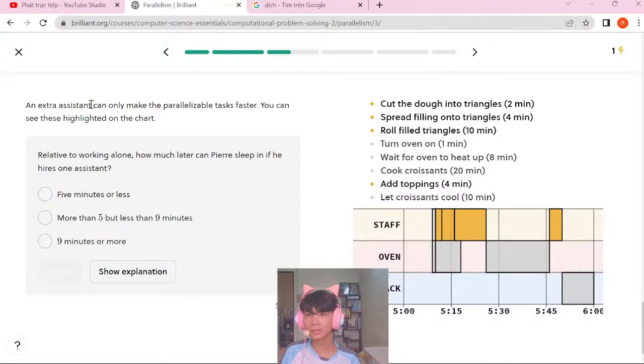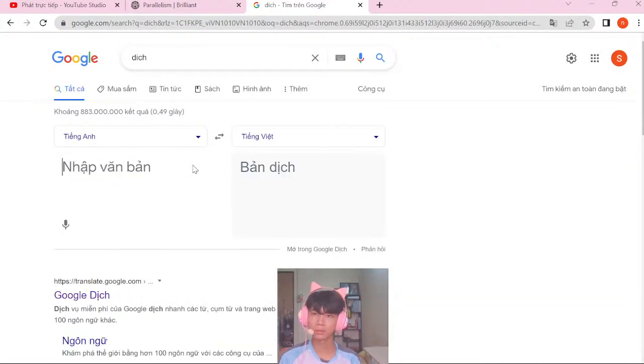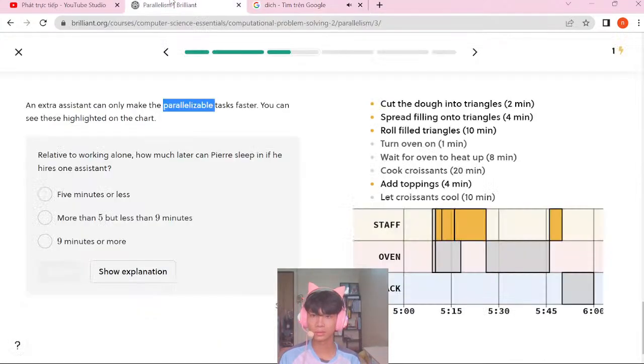An extra assistant can only make the parallelizable tasks faster. You can see these highlighted on the chart relative to working alone. How much later can Pierre sleep in if he hires an assistant?